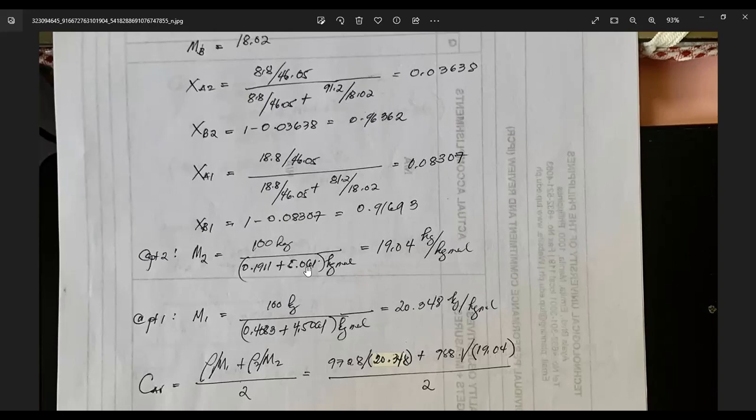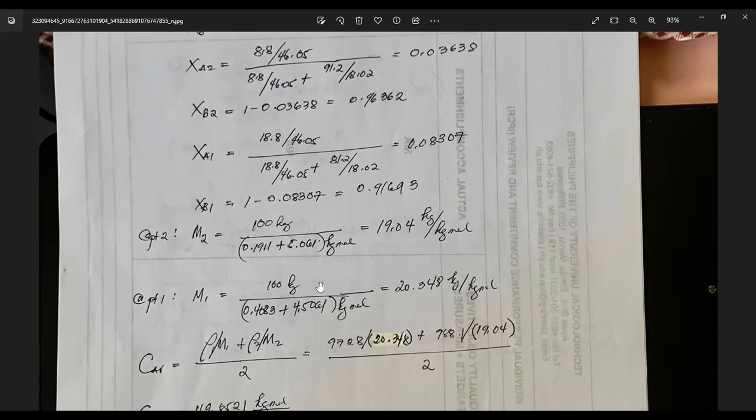Okay, and then for 0.1, you also use that of 0.1. So this one, 18.8 divided by 46.05, I think that's your 0.4083. And your 81.2 divided by 18.02, that would be your 4.5061. So this is the molecular weight actually of your mixture at 0.2 already. This is the molecular weight of your mixture at 0.1.